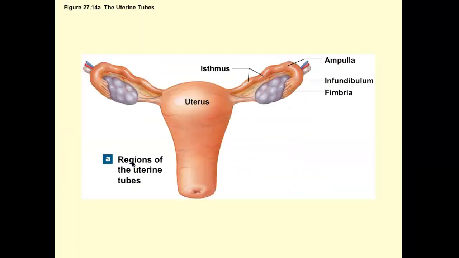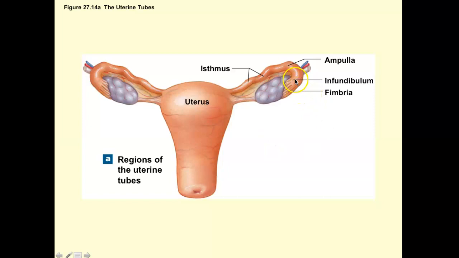Let's take a look at the next part here. We're going to start with the uterine tube, or fallopian tube. The uterine tube is the structure that catches the ovulated ovum, and it extends from the uterus all the way to the ovaries, and there are different parts to it. So let's take a look at external anatomy.